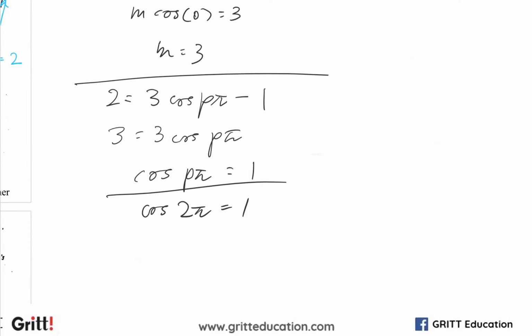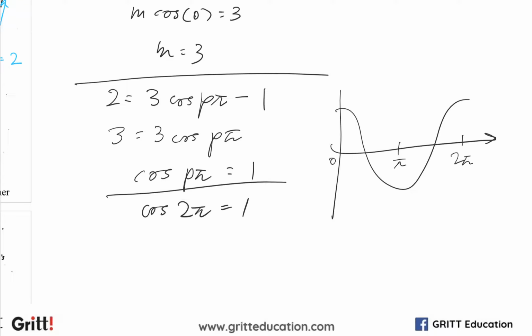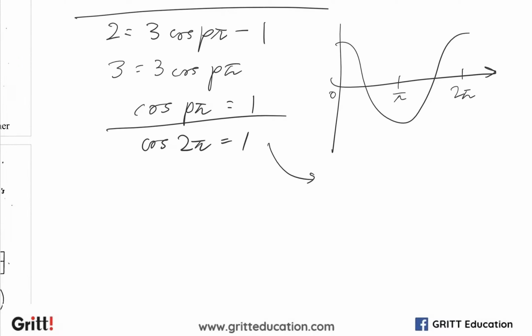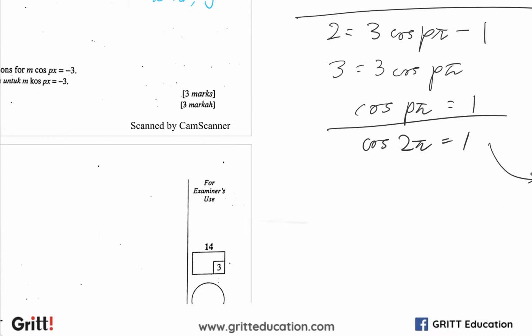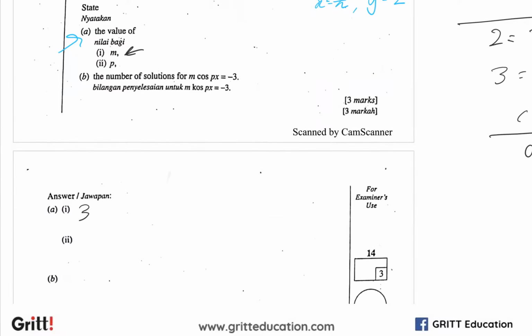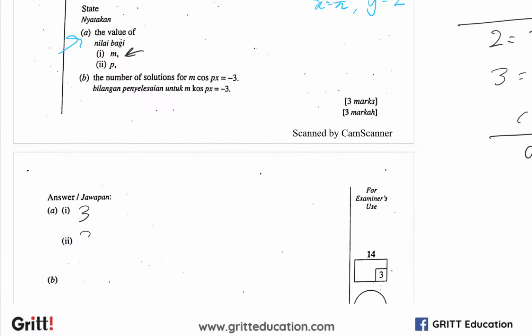If you recall, the graph is like this. So this is 0, this is pi, this is 2 pi. You can check with your calculator that cos 2 pi is equal to 1, but make sure your calculator is in radian mode. So from this comparison, we can say that p is equal to 2. So this is your answer. Good, so we have the values m and p.